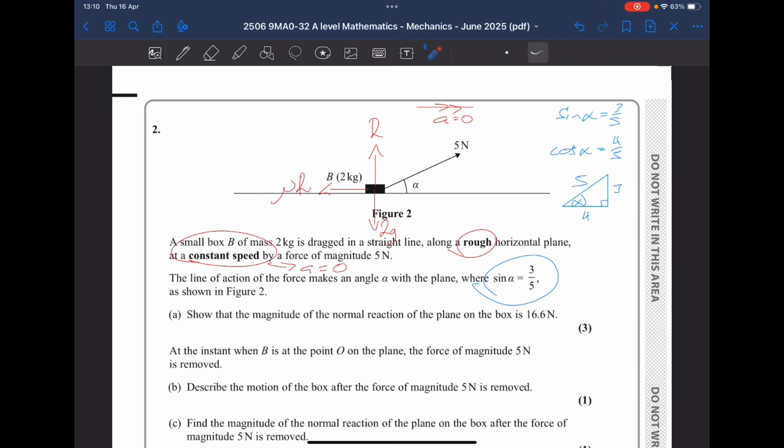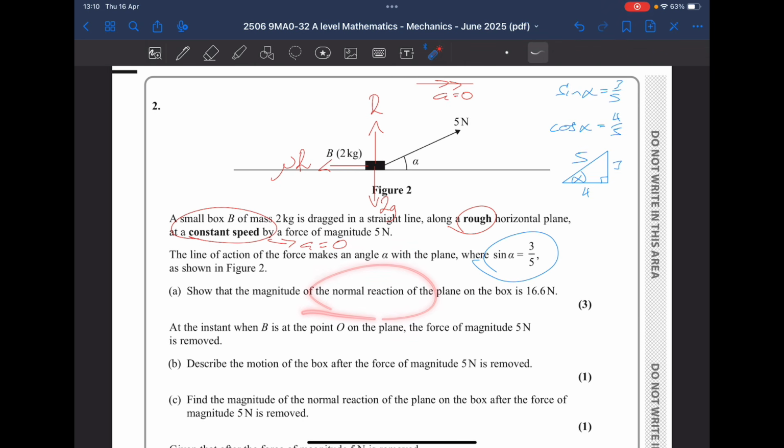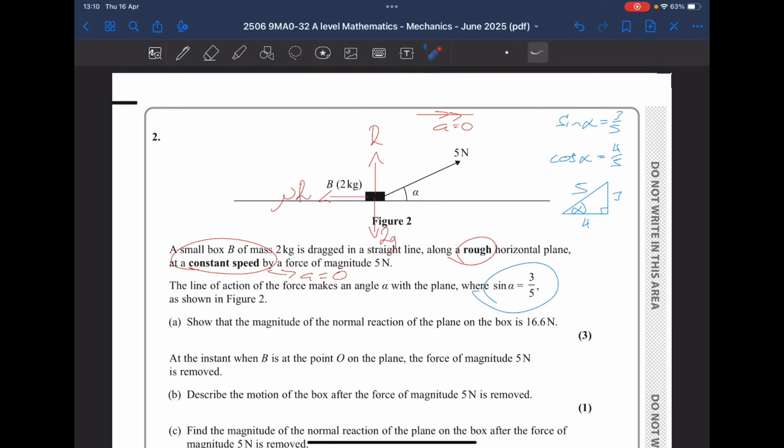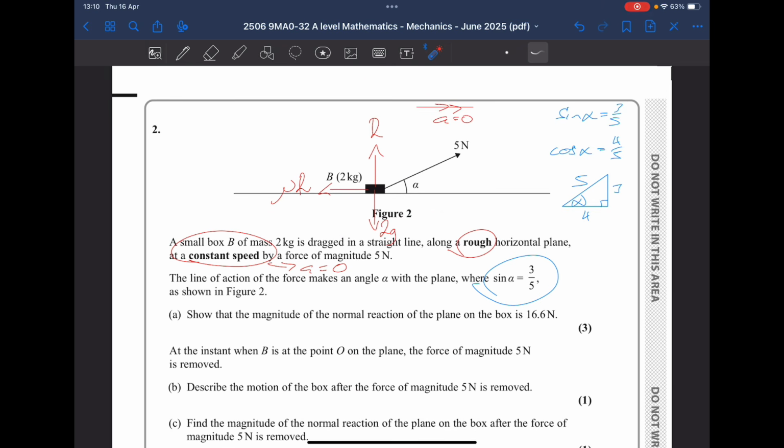It's looking good. What do we want to do then? Find the normal reaction plane and describe the motion of the box after we remove that 5 newtons. So over here, reaction force, all we can really do is resolve forces. We could do it either vertically or horizontally. We could do it in line with this pull motion as well, but that's kind of silly. Horizontal is going to be nice, but it has mu in there and an R.